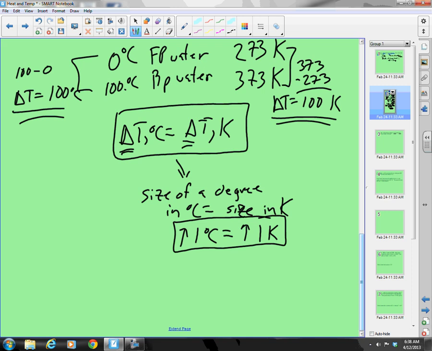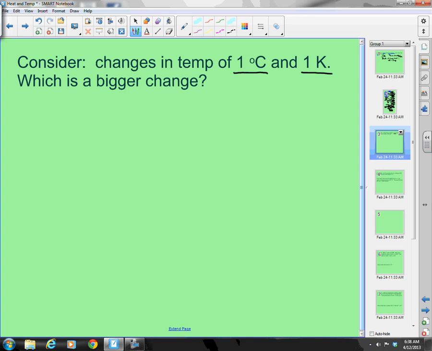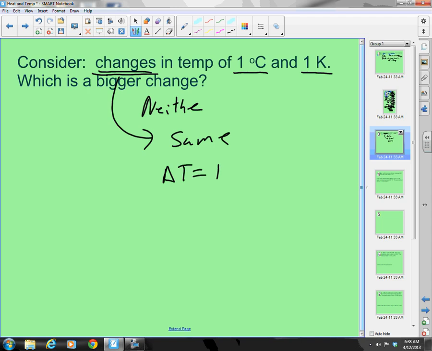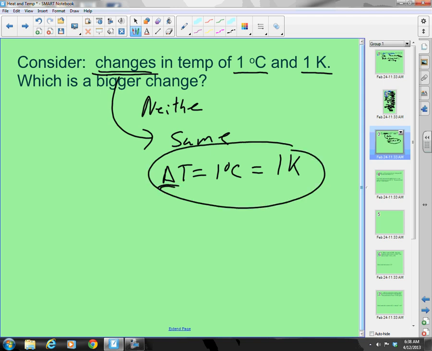Okay, good. So back to this. Which is bigger? Well, the answer is neither. We're looking at the change in temp, which means they are the same. A change of temperature of 1 degree Celsius is equal to a change in temperature of 1 Kelvin. But remember, that's only when I'm talking about a change in temperature. Cool? Great. Okay, let us move on.